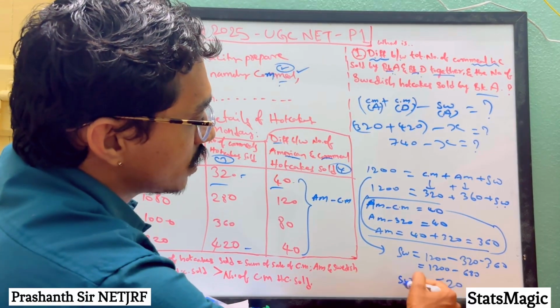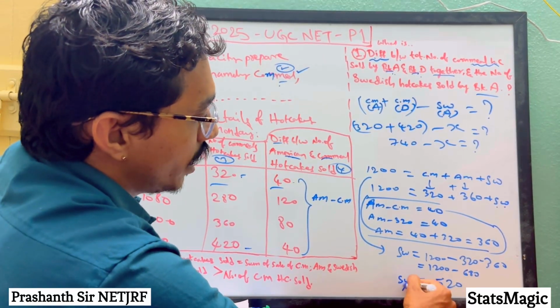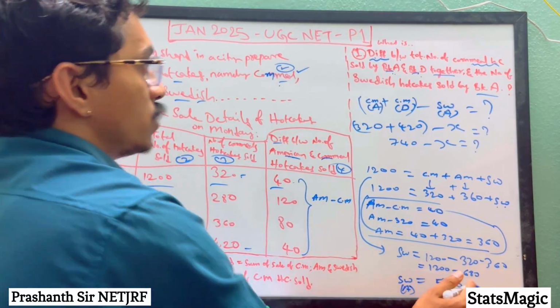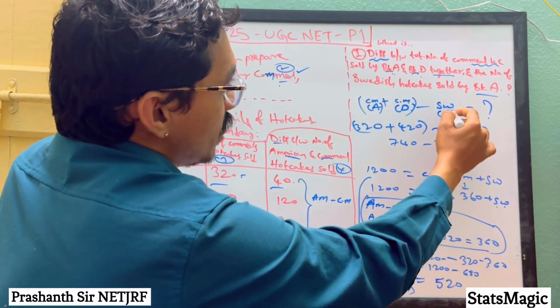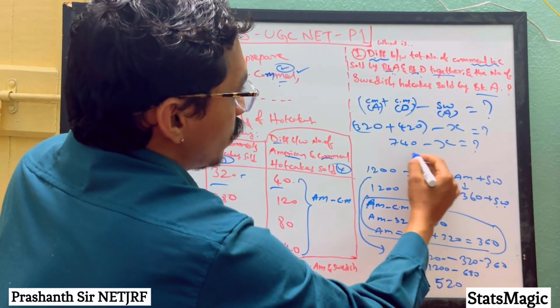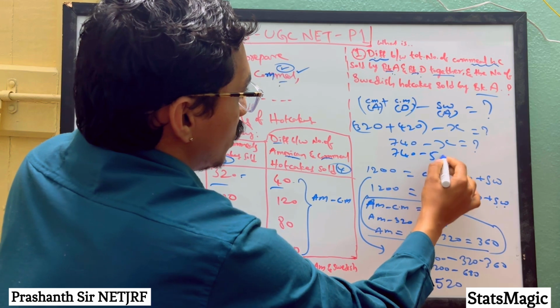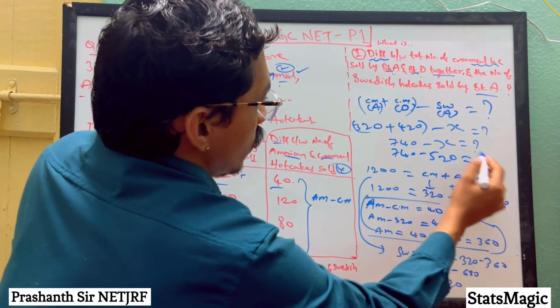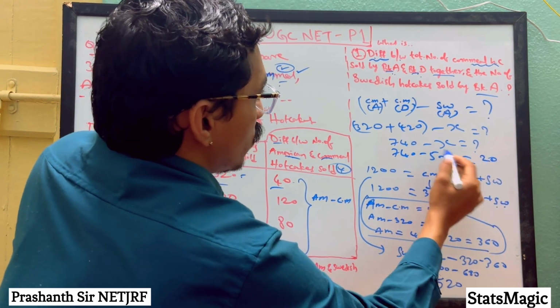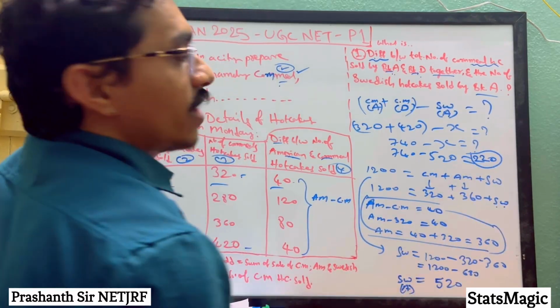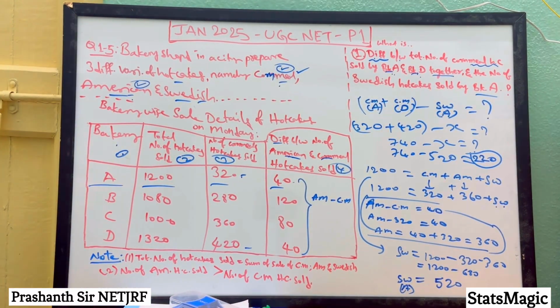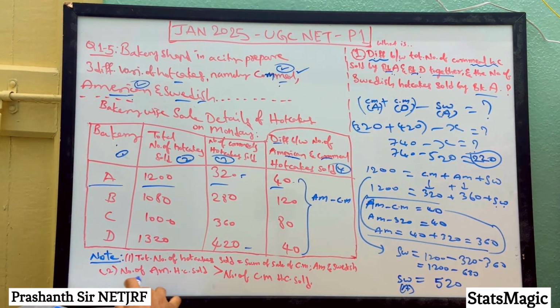So Swedish hotcakes of bakery A sales is 520. So here in this X place, Swedish of A, we can write 520. That means 740 minus 520 is equal to 220. Our answer is 220. Okay, you got it? That's why this note becomes important: always the number of American hotcakes sold minus the number of cornmeal sold is always greater.